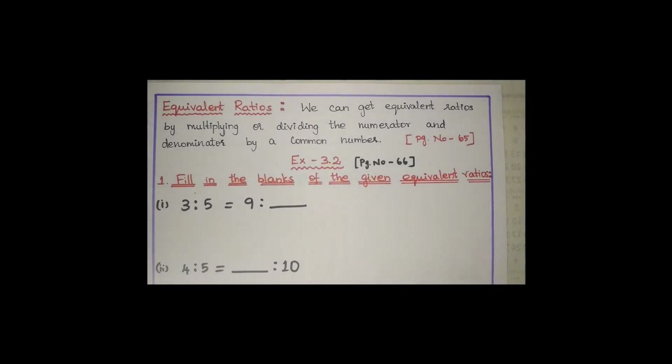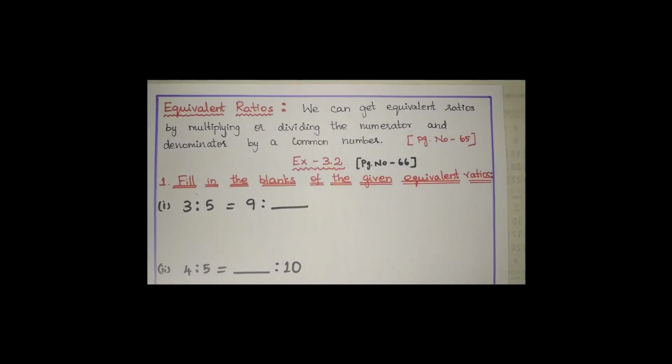Take page number 66, exercise 3.2. Let's read the first question. Fill in the blanks of the given equivalent ratios. What is given? These two ratios are equivalent ratios. You have to fill this blank.